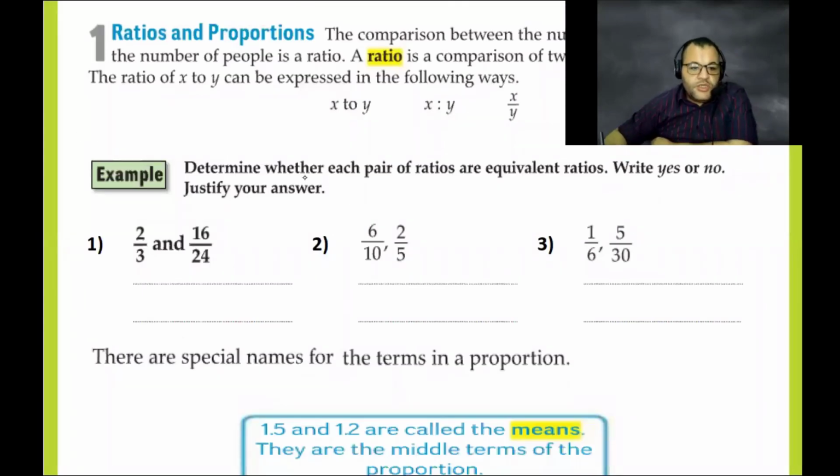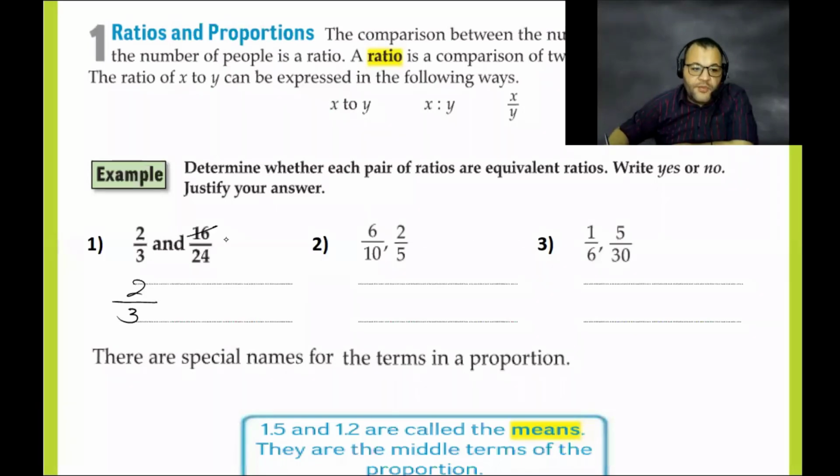For the first one, determine whether each pair of the ratios are equivalent ratios. Write yes or no. Justify your answer. For the first one, we have 2 over 3 and 16 over 24. Can you simplify 2 over 3 more? No, you can't. So 2 over 3 is the simplest form. And 16 over 24, is this the simplest form?